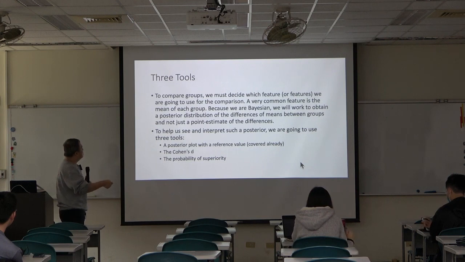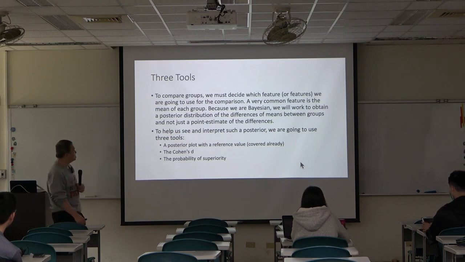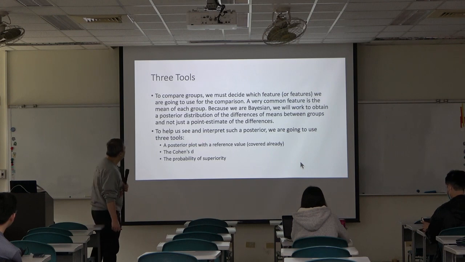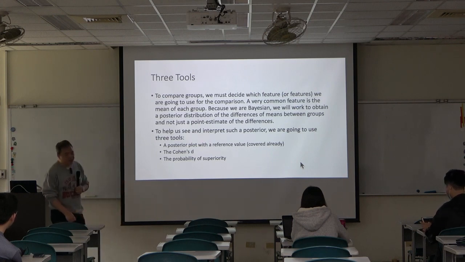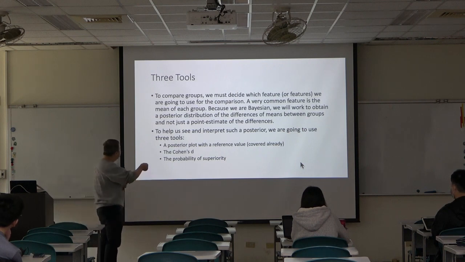We must decide which feature we are going to use for the comparison. A very common feature is the mean of each group. Because we are Bayesian, we will work to obtain the posterior distribution of the differences of means between groups, not just a point estimate of the differences. To be exact, we have 3 tools.